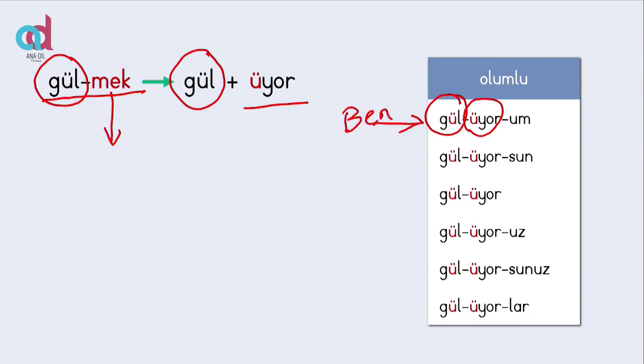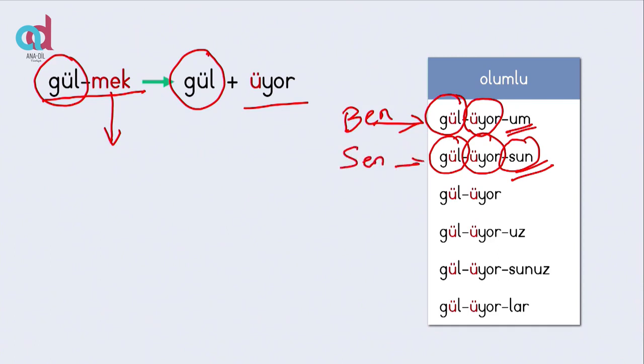This is for the first person. Gülüyorum. Ben gülüyorum. You do the same thing for the second person. Here is the root. Here is the ing, let's say. Gülüyor. Okay, who is gülüyor? Kim gülüyor? Sen gülüyorsun. This is for you guys.